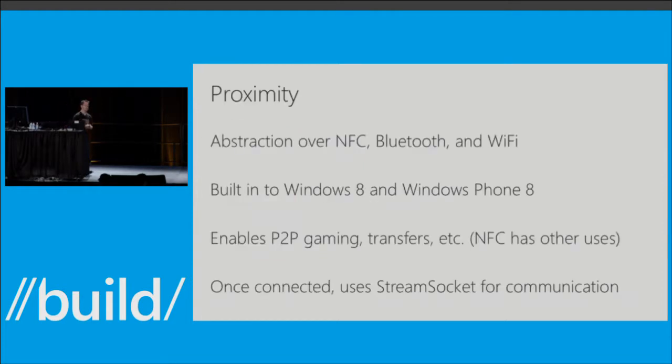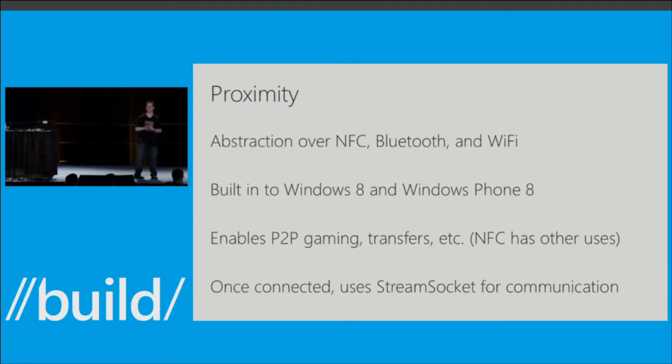So the next thing you can do with sockets, which is really cool, is proximity. And this is an abstraction over several different technologies: Bluetooth, NFC, Wi-Fi. It abstracts away all of the complexity of those protocols and lets 2 devices talk to each other seamlessly over a socket. Now this, again, just like sockets, is built into Windows Phone and Windows. Same API, no need to download anything from NuGet. Some of the scenarios this does are things like peer-to-peer gaming or file transfers and so on and so forth.